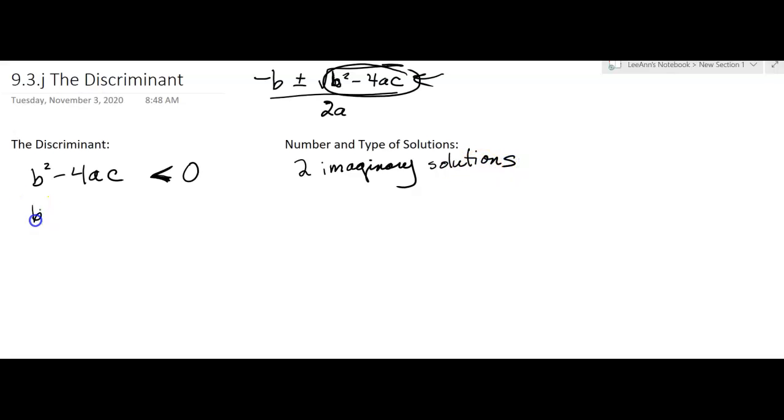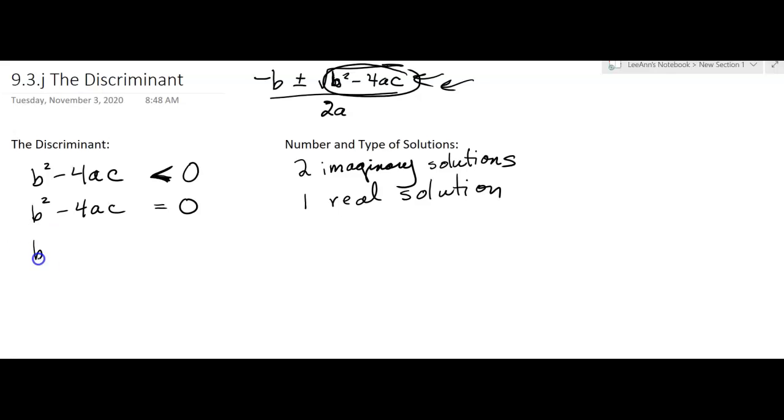If the discriminant equals 0, well then that means that under the radical it's just a 0. You're plus or minusing 0. We had a problem like that. We only got one real solution. It's real because there's no imaginary part, okay? But because the discriminant is 0, you only get one solution.